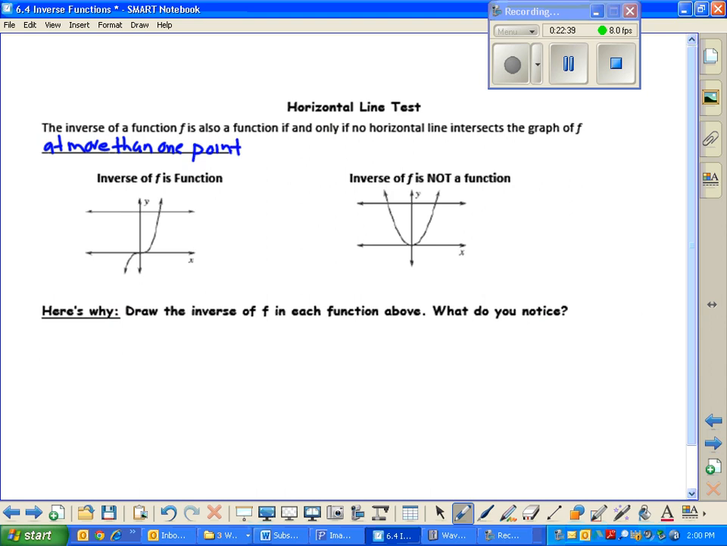We have a horizontal line in that first one drawn through a function. Do you see how it only hits in one spot? Just one spot. That means the inverse is a function. More than one spot, it's not a function.